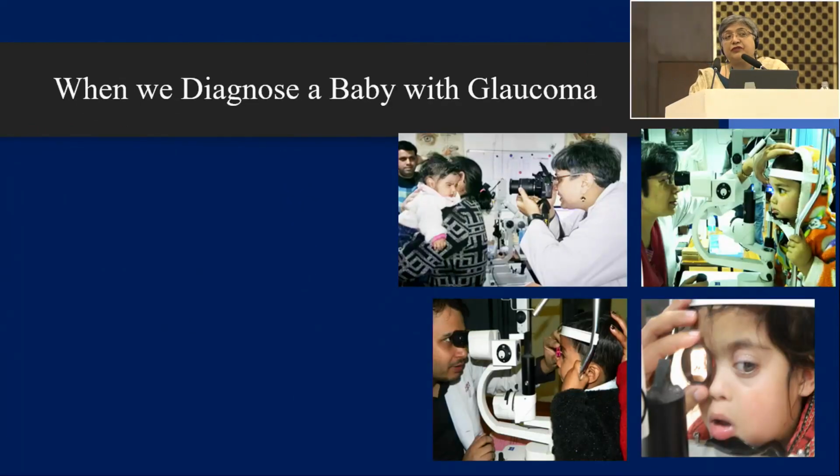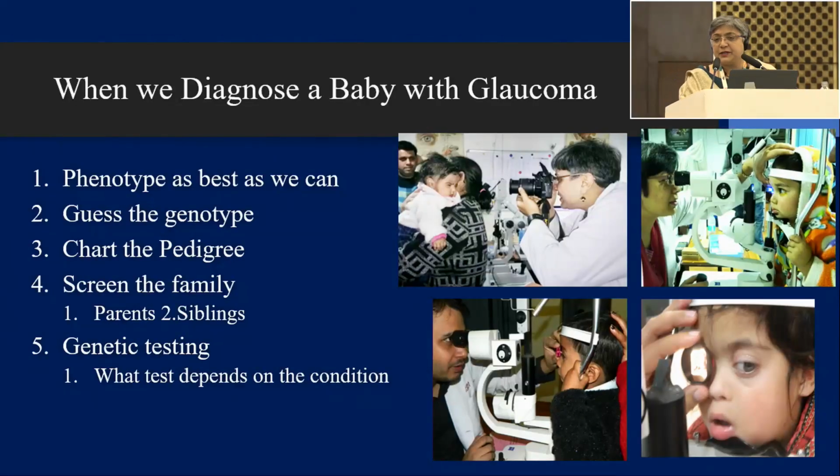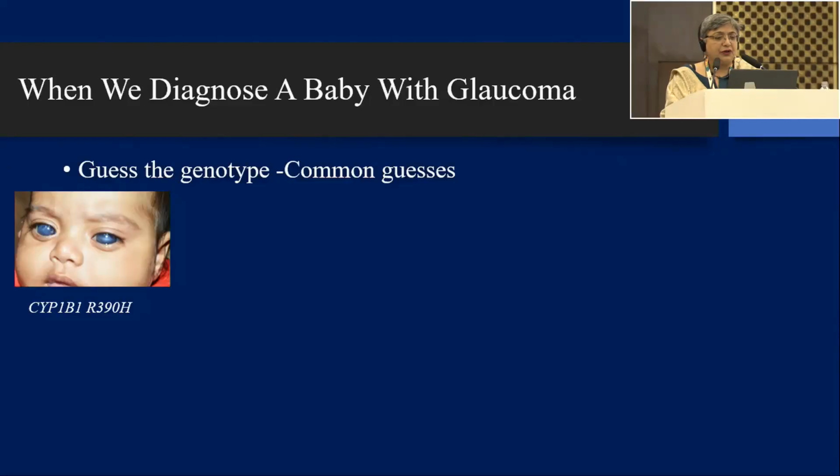And now we know that if you don't have nystagmus and there's absence of iris, aniridia is only morphology. It has nothing to do with disease. So we phenotype as best as we can. We've been doing this for a long time.